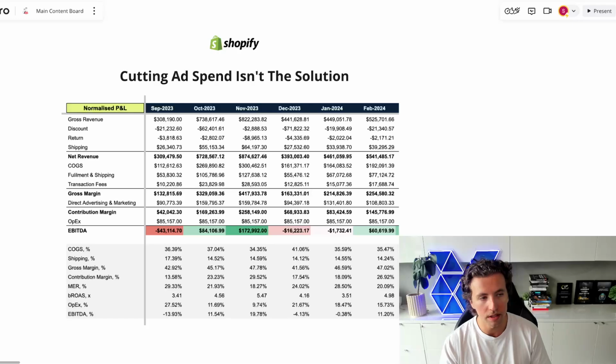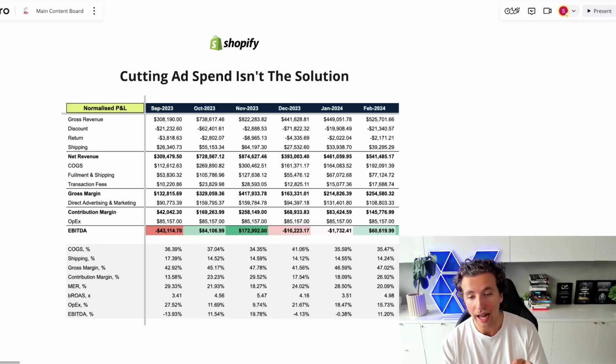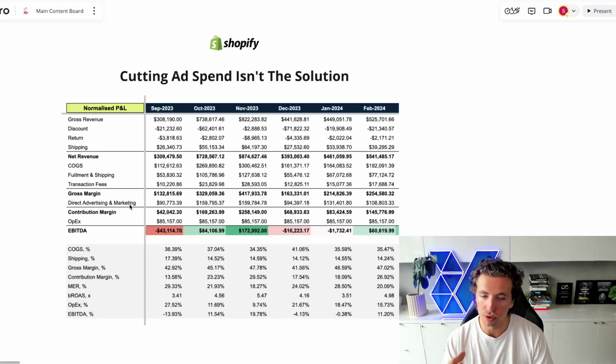And in a lot of instances, the answer is not what they want to hear. It's that you can't cut ad spend. The reason for that fundamentally is that direct advertising and marketing for a direct-to-consumer brand is the demand lever that generates the top-line revenue.